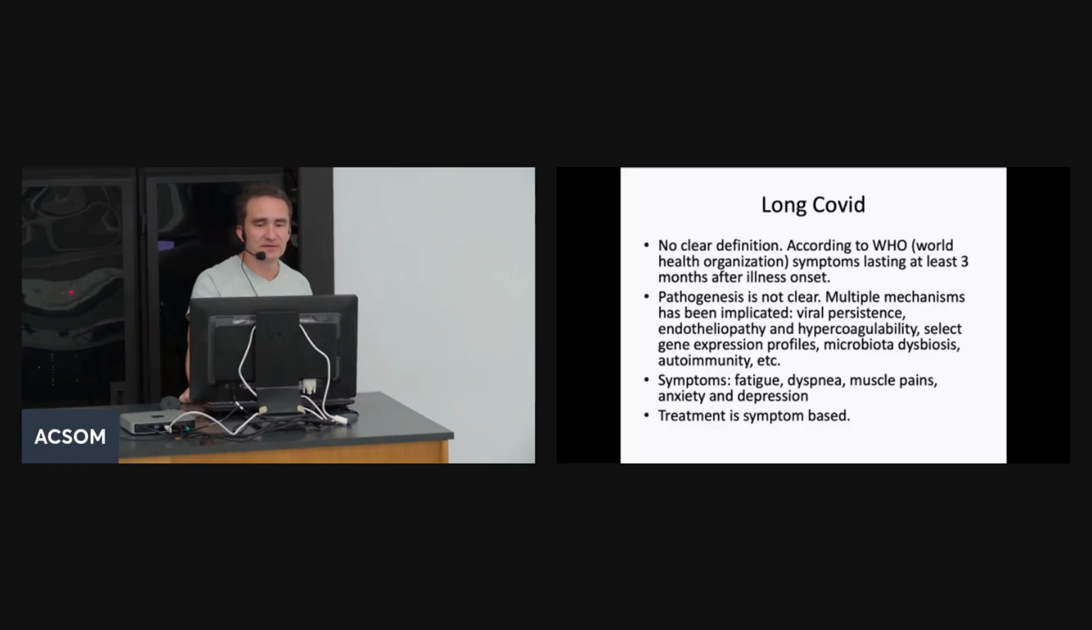Multiple mechanisms have been implicated, like viral persistence, which I think is not very common, some problems with the endothelium, hypercoagulability, effects on gene expression profiles, effects on the microbiota in the GI tract, and autoimmunity. Symptoms would be fatigue, dyspnea, muscle pains, anxiety, depression. It's basically non-specific, okay? And treatment would be based on the symptoms. What is the main symptom? If the main symptom is just depression, you would try to treat depression, right?